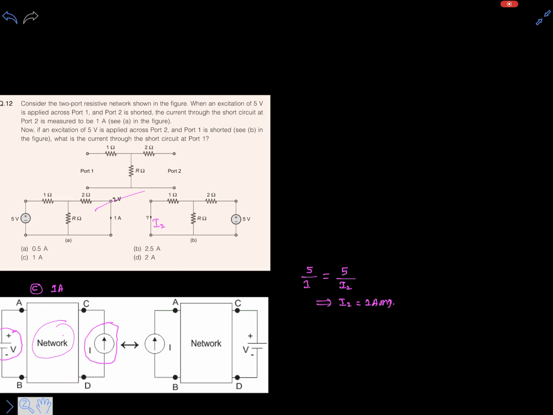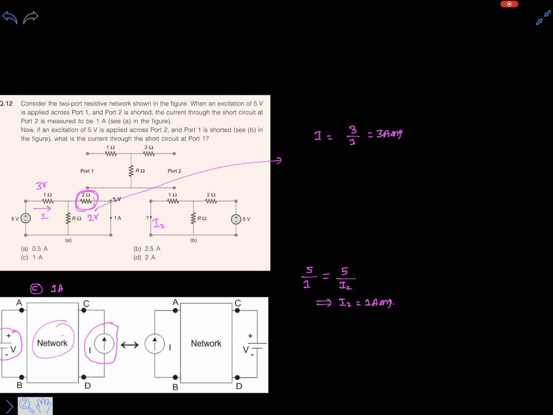In the first circuit, it is given that there is a 1 amp current in port 2 when it is short circuited. This 1 amp current is flowing through this 2 ohm resistor, so the voltage drop will be 2 volts, and this R ohm and this 2 ohm are both in parallel. So the same 2 volts will appear across this R ohm resistor. The remaining 3 volts will appear across the 1 ohm resistor. Let's say this is I, this I will be 3 over 1, so this is 3 amps.